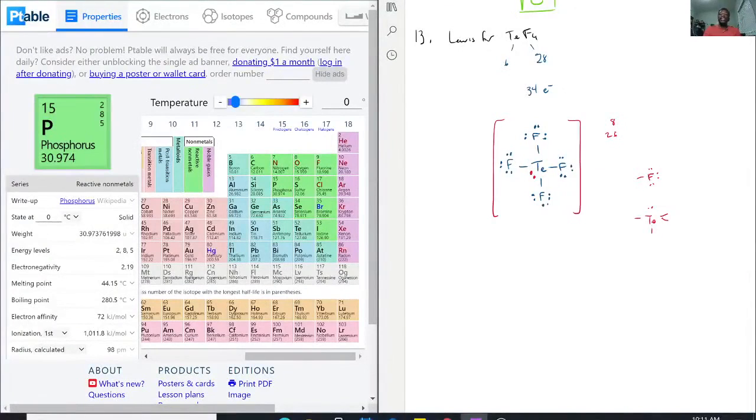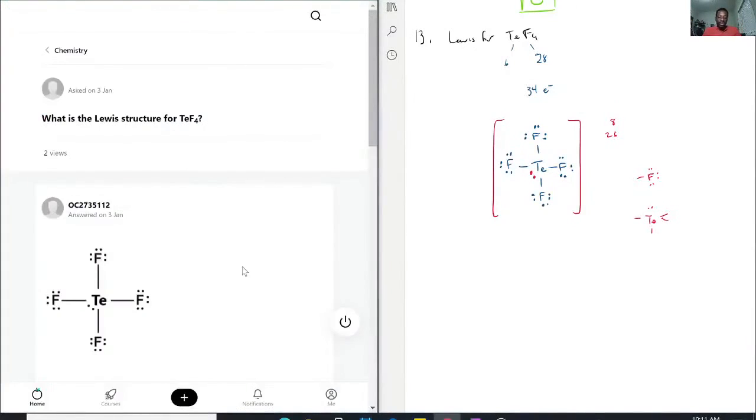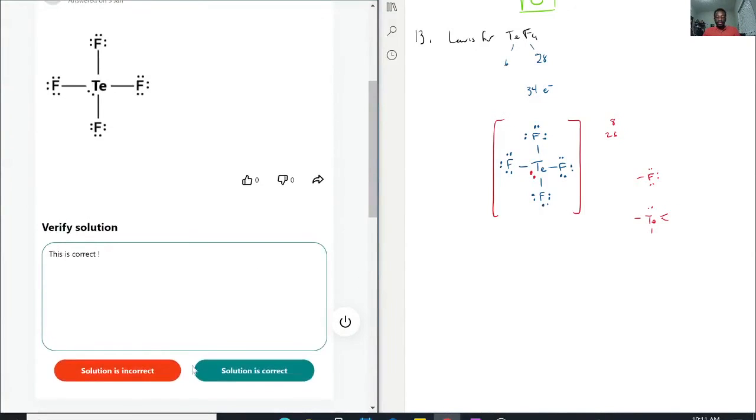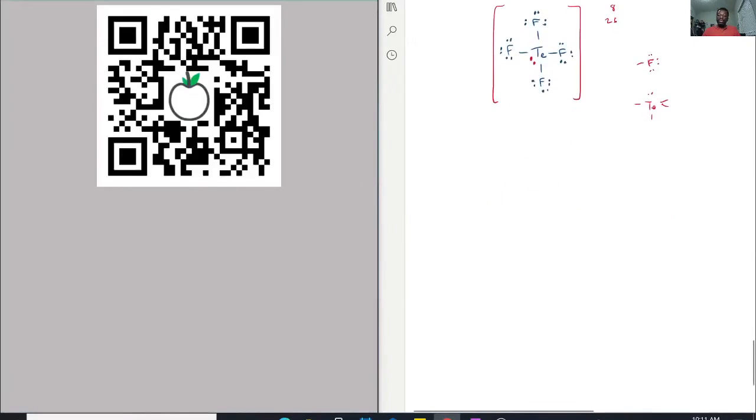With that being said, we verified the electrons and the formal charges, and we had to expand the octet for tellurium, but this will be the Lewis structure for tellurium tetrafluoride. And as we saw in this picture, that is exactly what we get. So this is correct. And now we move on to question number 14.